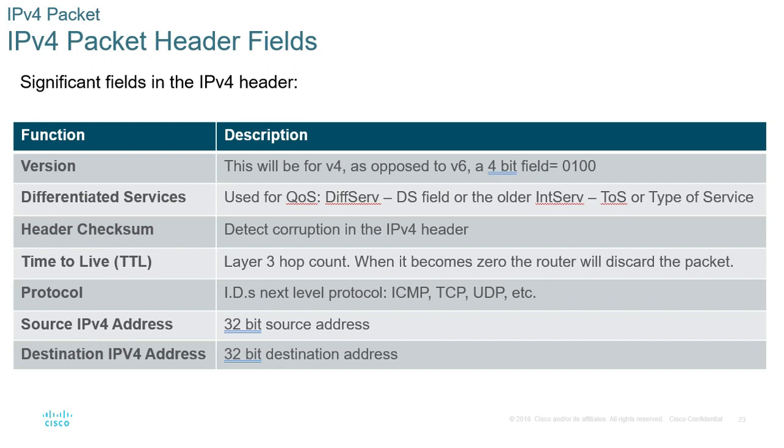The next field adalah differentiated services. Ini digunakan untuk quality of service. So ada kod-kod tertentu untuk menentukan macam mana this IPv4 packet header will be handled untuk mengikut priority. Okay, kalau masa dulu IPv4 ni field ini dipanggil type of service, tapi sekarang kita panggil differentiated service.